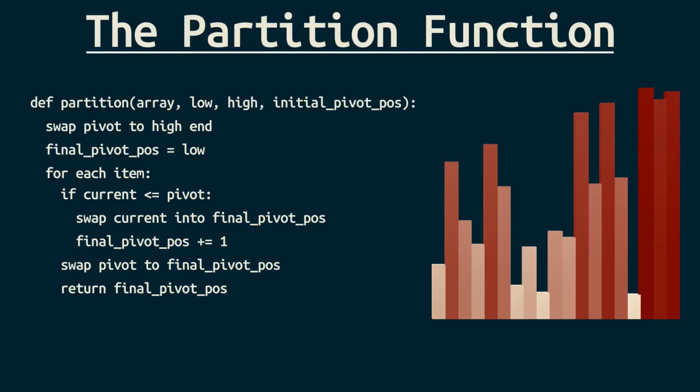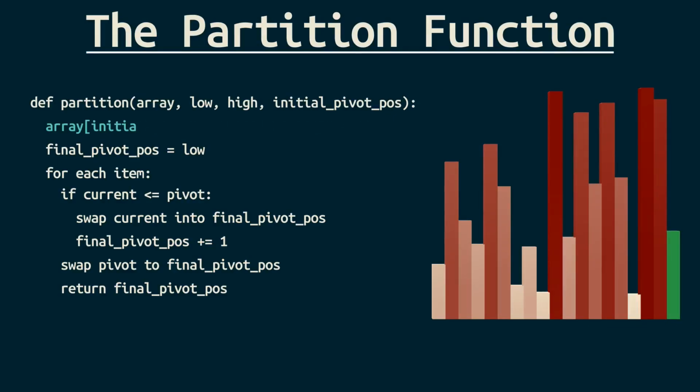This next line swaps the pivot to the end of the range. Given the pivot index, how exactly do I refer to the pivot? It'll be array, square bracket, initial pivot position. And the last item, since we decided to include the high end within the range, is just array, square brackets, high. And in Python, swaps look like this.